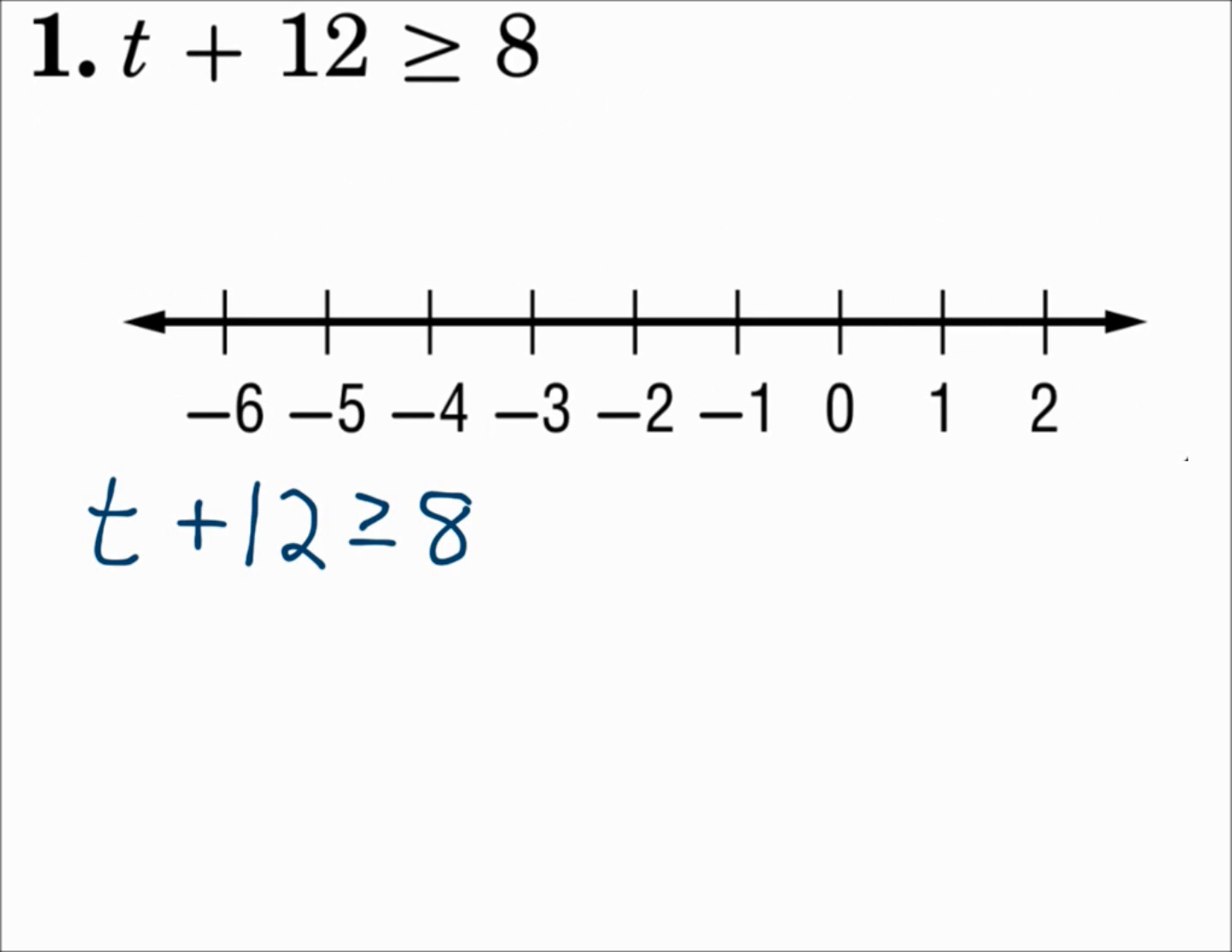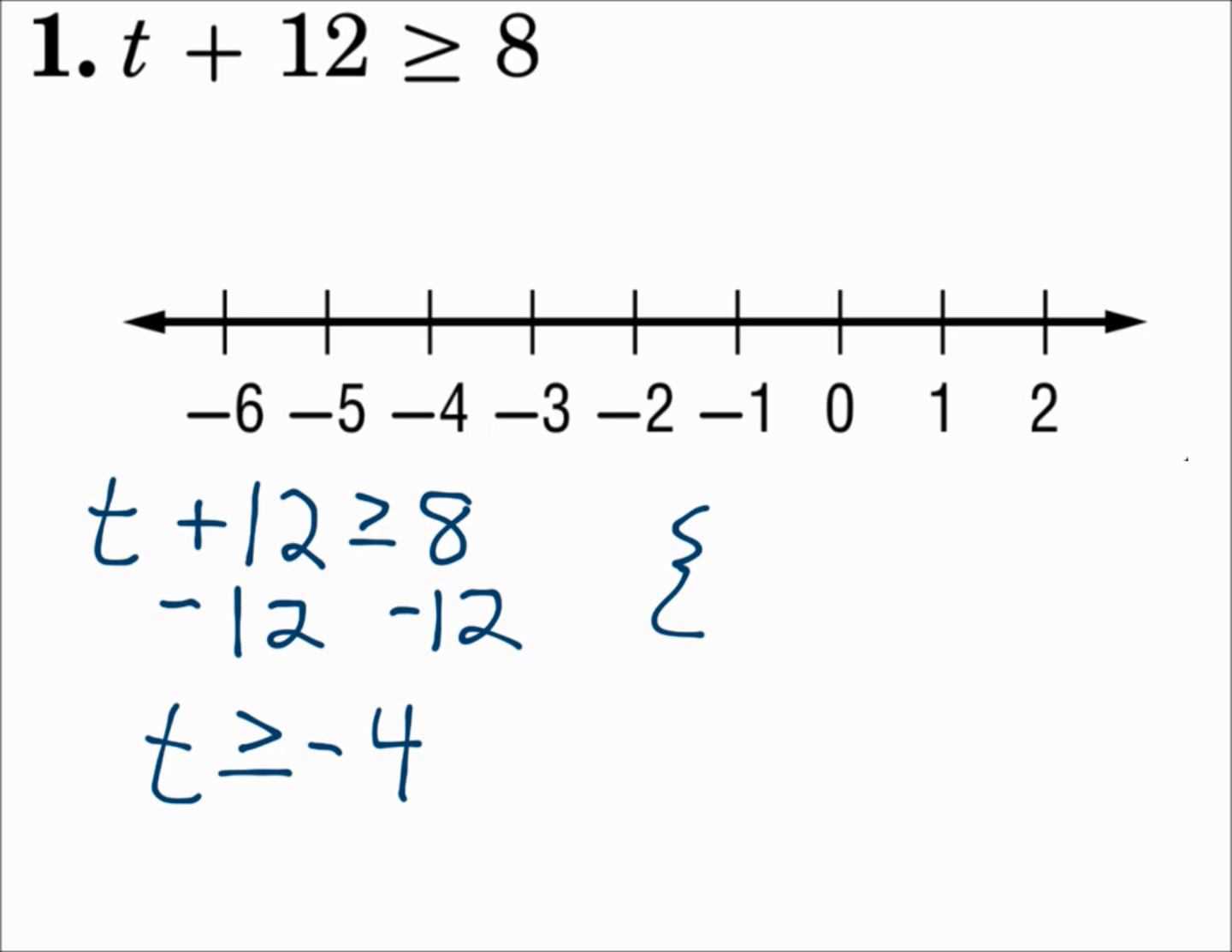Number 1, t plus 12 is greater than or equal to 8. Well, the 12 is being added to the t, so let's do the opposite and subtract 12 from each side. That gives you t is greater than or equal to -4. So the solution is all t such that t is greater than or equal to -4.